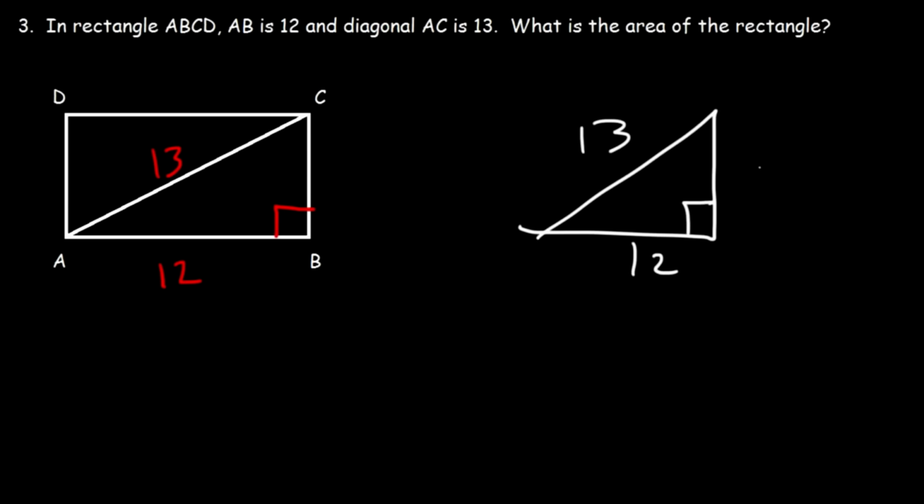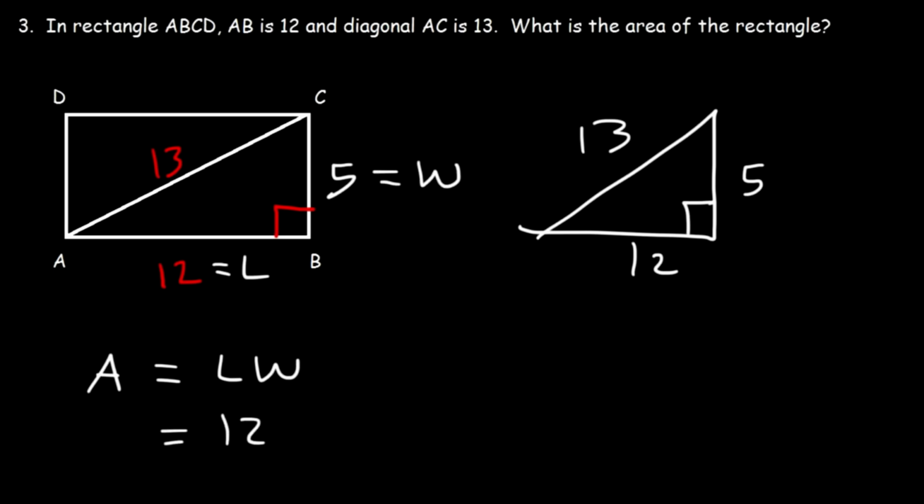So we know this is the 5, 12, 13 triangle. So length BC is 5. So now we can find the area. The area of the rectangle is length times width. The length is 12, the width is 5. So it's just 12 times 5, which is 60.